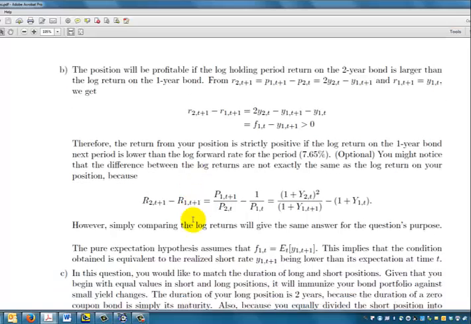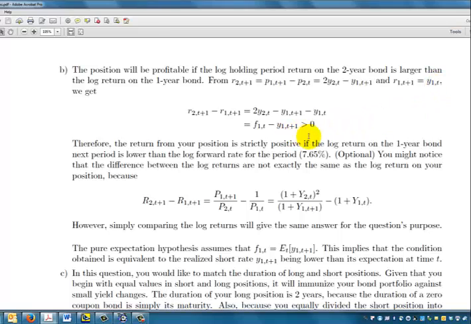All right, so moving on to question B, you basically want to see whether the log holding period return on the 2 year bond is larger than the log return on the 1 year bond. The return on the 2 year bond is simply 2y2 minus y1 at T plus 1, and then we have to compare that with y1 at T.